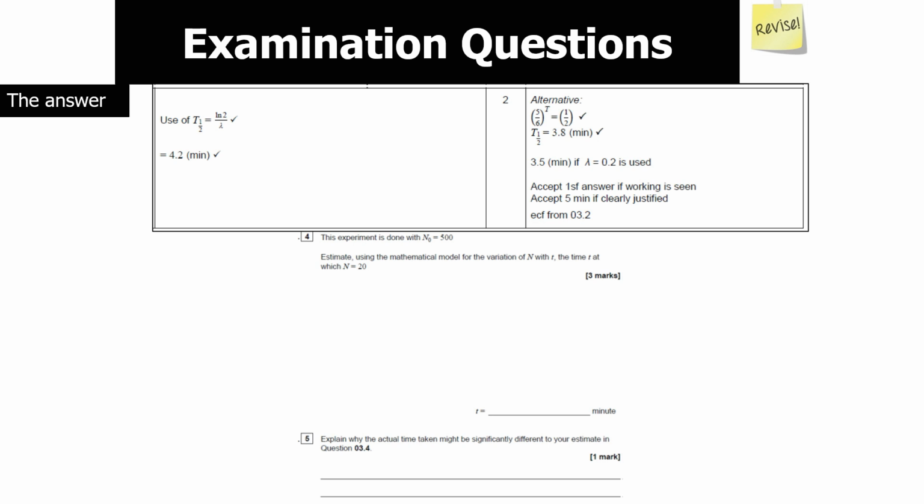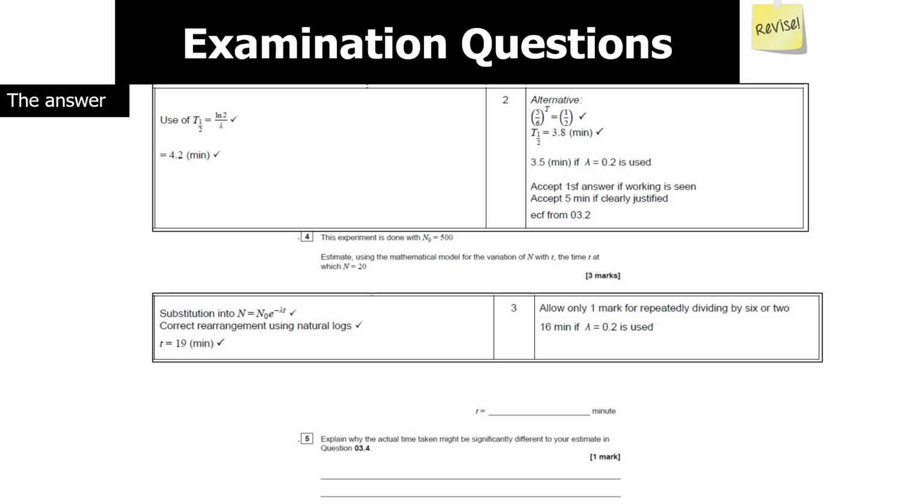Then the next one is we sub in our values to n equals n0 e to the minus lambda t. We've then got to rearrange it and make t the subject. Again, remember, if you want to take an exponential down to be a common term in your equation, you've got to use natural log. So natural log of n over n0 is equal to natural log of e to the minus lambda t. The natural log and e will cancel through, so natural log of n over n0 is equal to minus lambda t. So we can work out what t is after we've done that.